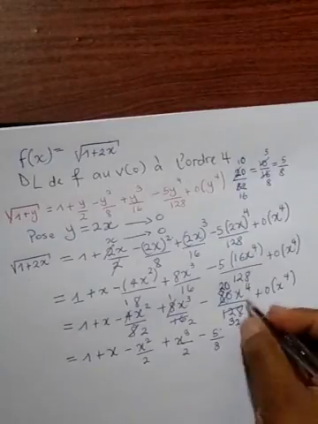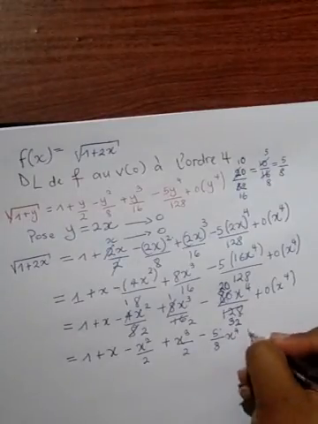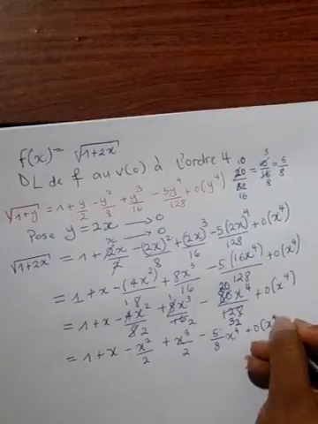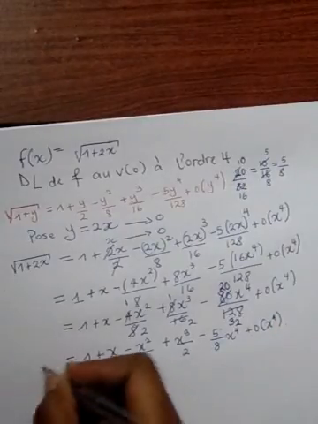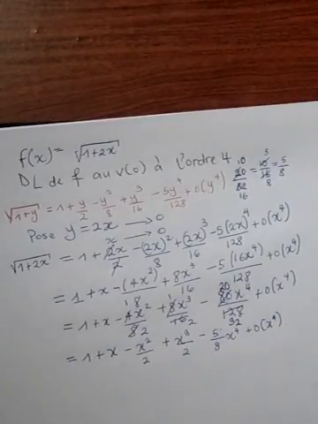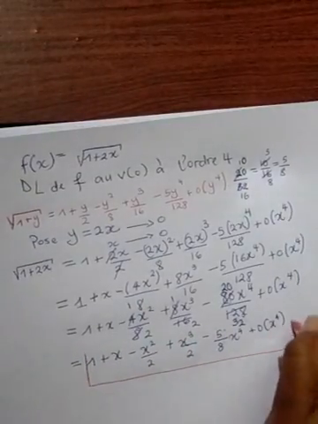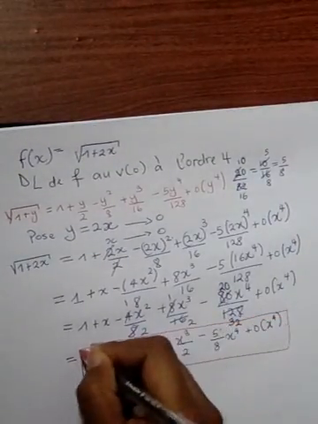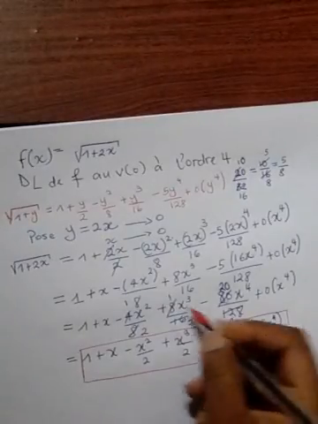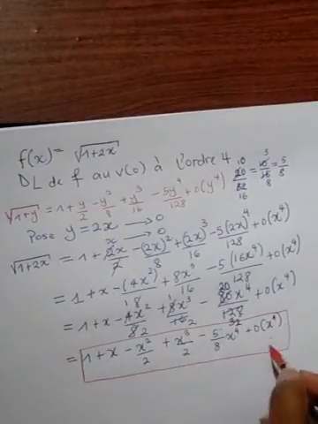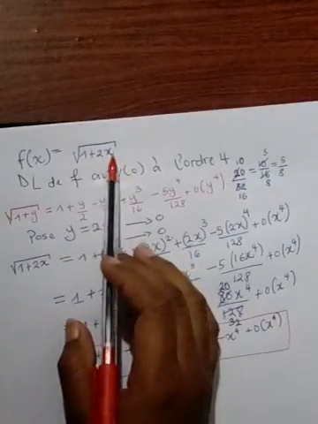So 5 over 8, x raised to the power of 4 plus petit o of x raised to the power of 4. So this is the DL. So we're done because we've achieved the aim of going to the order of 4. And so this is the DL of square root of 1 plus 2x.